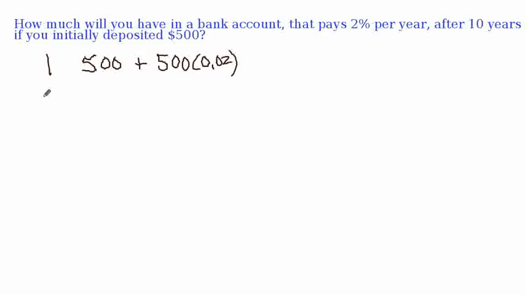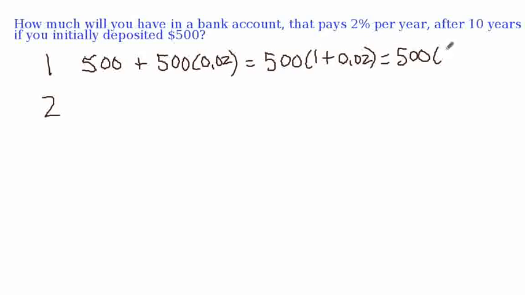Now, let me rewrite that. That is equal to, if I factor out the 500, 500 times 1 plus 0.02, right? Or 500 times 1.02. So apparently, to calculate how much money you have after a year, you multiply what you started the year with by 1.02. Okay? And that's going to be true for future years.